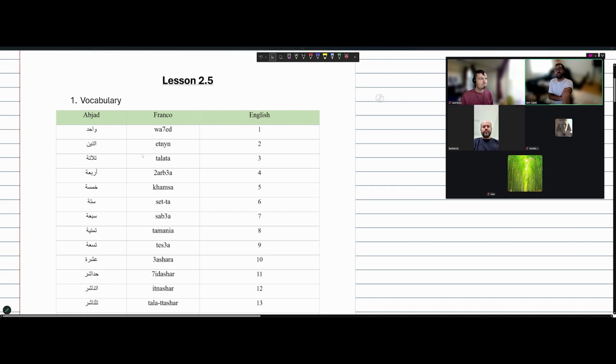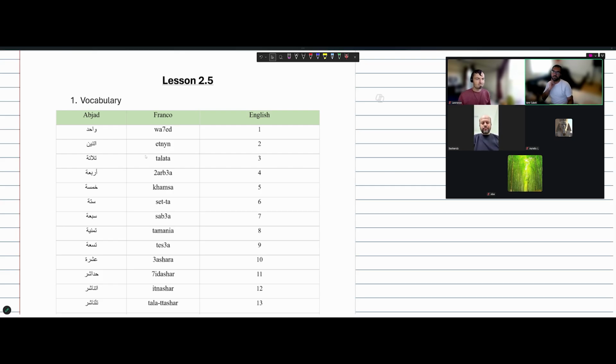So I'm going to start with our vocabulary, which is basically numbers. So it's going to be واحد, that's 1, اتنين, 2, ثلاثة, 3.